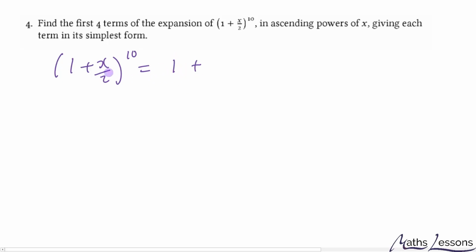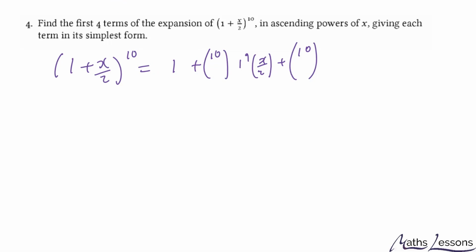And now what we're going to do is 10C0, 1 to the power of 9, times x over 2, plus 10C1. Sorry, that's a mistake. That's 10C1, because I didn't write the first term out properly. So this one's going to be 10C1. This is 10C2. And this is going to be (x/2) squared plus 10C3.